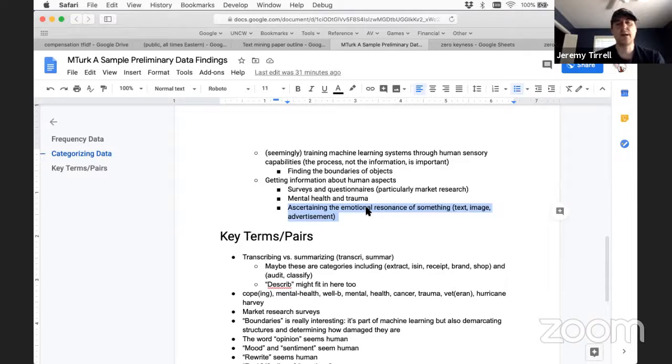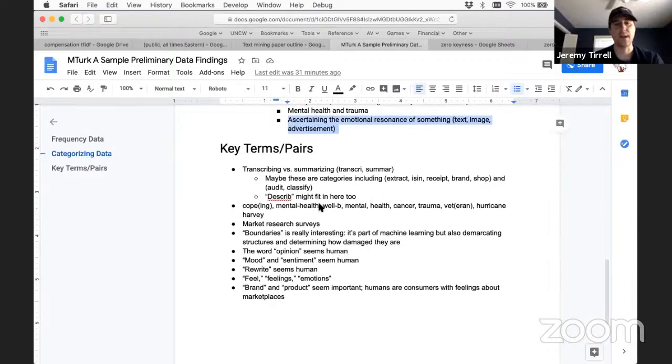And then this one, which is kind of what we would expect, ascertaining the emotional resonance of something. That was high compensation, where we saw Brave New World. The terms that popped out there were sentiment, because they described it as sentiment analysis, and mood. There was a whole tranche of high compensation jobs that said, look at this image, describe what you see, and identify the mood of it. And that again feels very human-y, right?